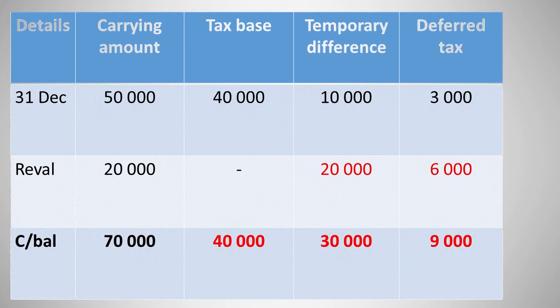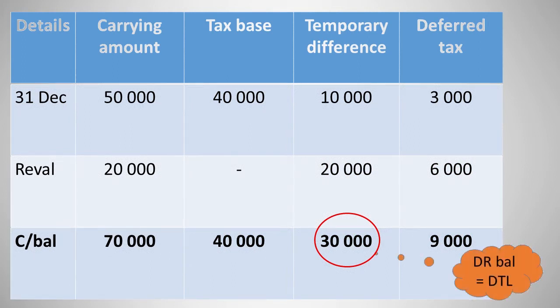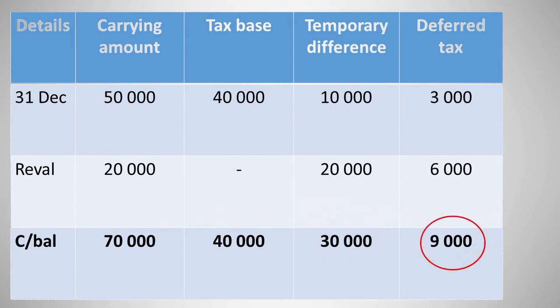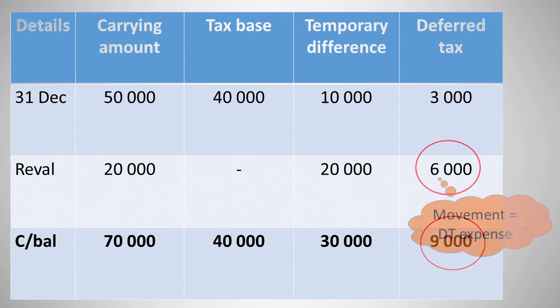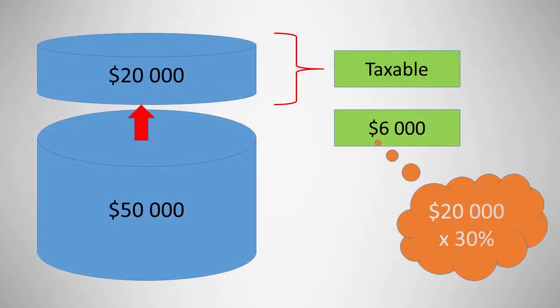Using the shortcut approach, we know that there is a debit balance after the tax base was deducted from the carrying amount. Thus, this is a deferred tax liability. The final deferred tax liability amount is $9,000. The deferred tax expense relating to the revaluation is the movement in the liability. In this case, the deferred tax expense is $6,000. You should note that we already calculated the $6,000 earlier. This grid confirms our earlier calculation.